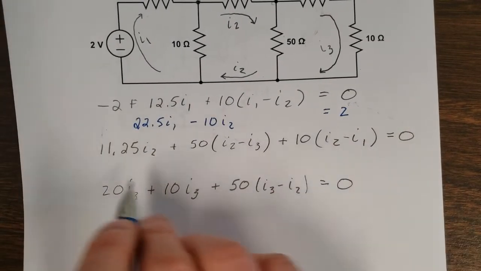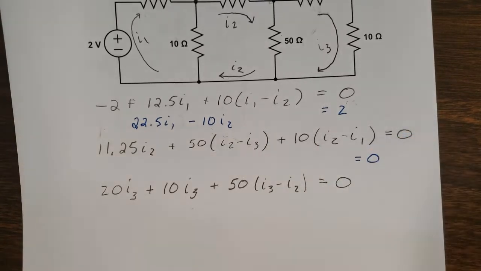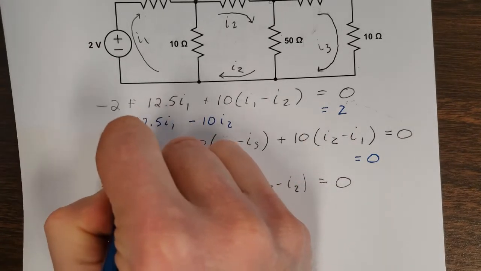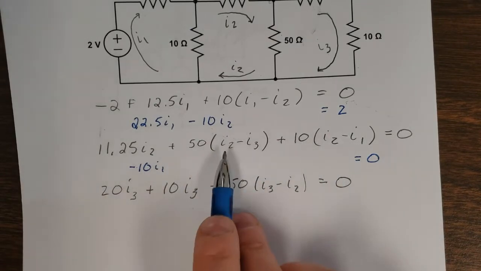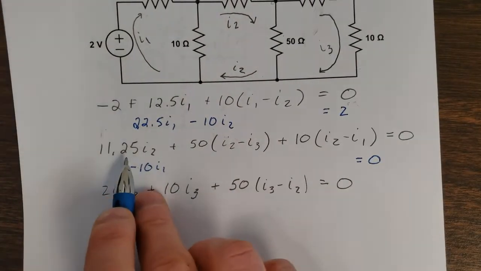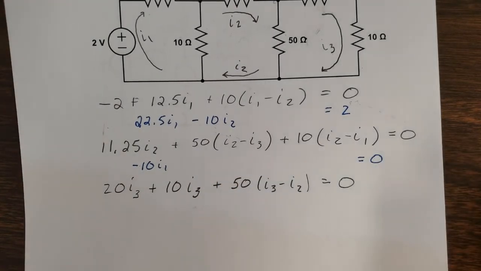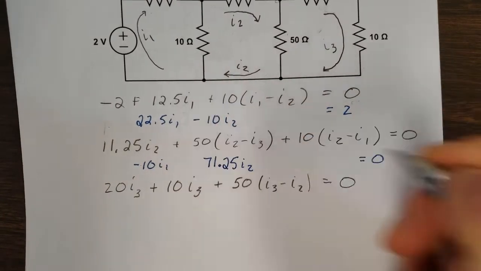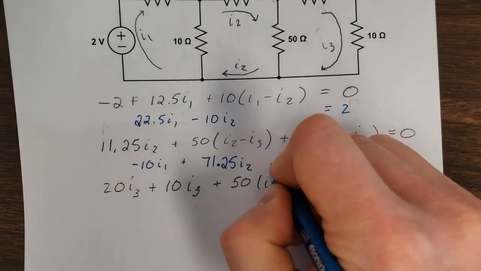For the next one, well, do we have any constants? We don't have any constants, so that's going to end up staying and equals 0. Then we will look for all the I1s. Okay, here's the I1. We're going to get a negative 10 I1 in this case. Now we've got to look for all the I2s. All of the I2s should be positive if we have resistors which have a positive variable. So we've got 11.25 plus 50 plus 10. So that's going to be 71.25 I2. And then we look for all the I3s, we scan, and then we get a minus 50 I3.